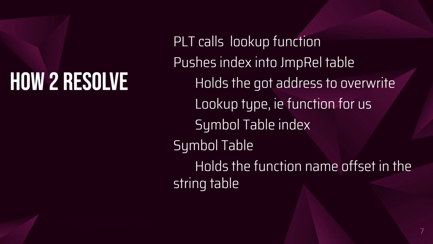So the PLT will call the lookup function. It'll go to the GOT pretty much, grab that address, and then when it goes back to its own PLT lookup section, because each function will have a different address, it pushes its own index in the jump rel table onto the stack. The jump rel table will hold the GOT address to overwrite, and has the lookup type, i.e. is it a function, or is it just a pointer within libc or something? And it also has the symbol table index. The symbol table itself holds the function name offset, which is what we care about in the string table.